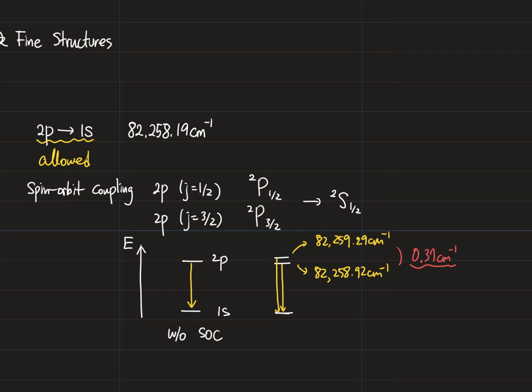Okay. So this is with spinor recoupling. So the real world looks like this, but we don't have enough resolution power, so we observe just one line, but the reality is they consist of two lines. Okay, and let's move on to the Zeeman effect in the next page.